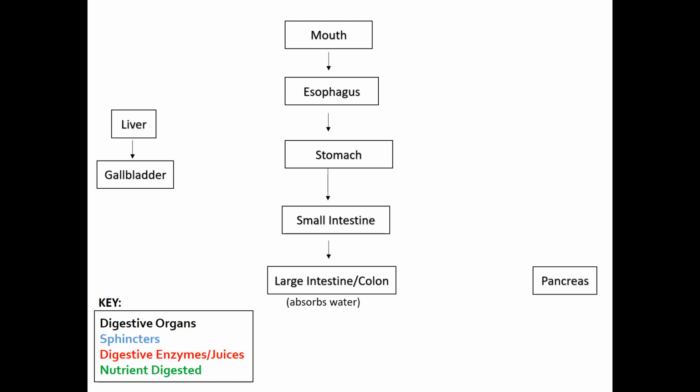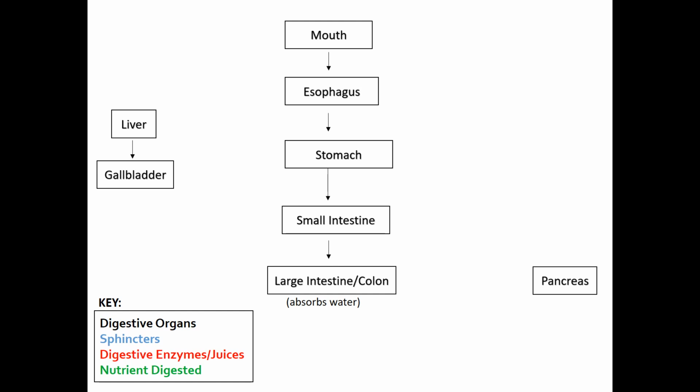That is your main digestive pathway, or the path that food is going to take once it enters your stomach. But then we have other organs that also help us with digestion, even though they're not necessarily part of the pathway. And that includes our liver, our gallbladder, and the pancreas.